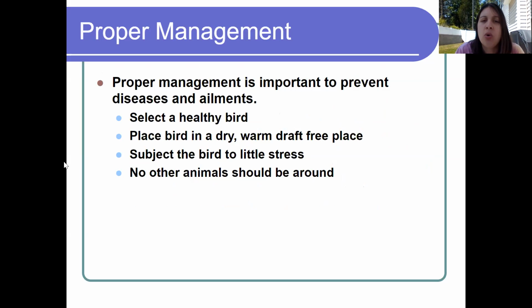Selecting the right bird is really important. You want to select a bird that isn't sick, one that looks healthy. When you take the bird home, you want to provide the best environment for them, somewhere warm where they're not going to get cold, somewhere where they're not going to be stressed out. Nothing's going to be messing with them. These are simple things that you can do for your animal that will end up making their life better long term.